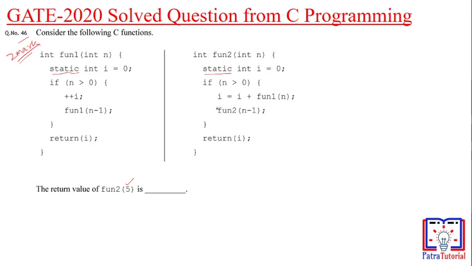Let me tell you briefly. Static variables have local scope and program lifetime. That means a static variable can be accessed within a function or within a block, but it has program lifetime, meaning till the termination of the program that static variable will be alive. It will persist the previous value, and the variable is created only once in the program.